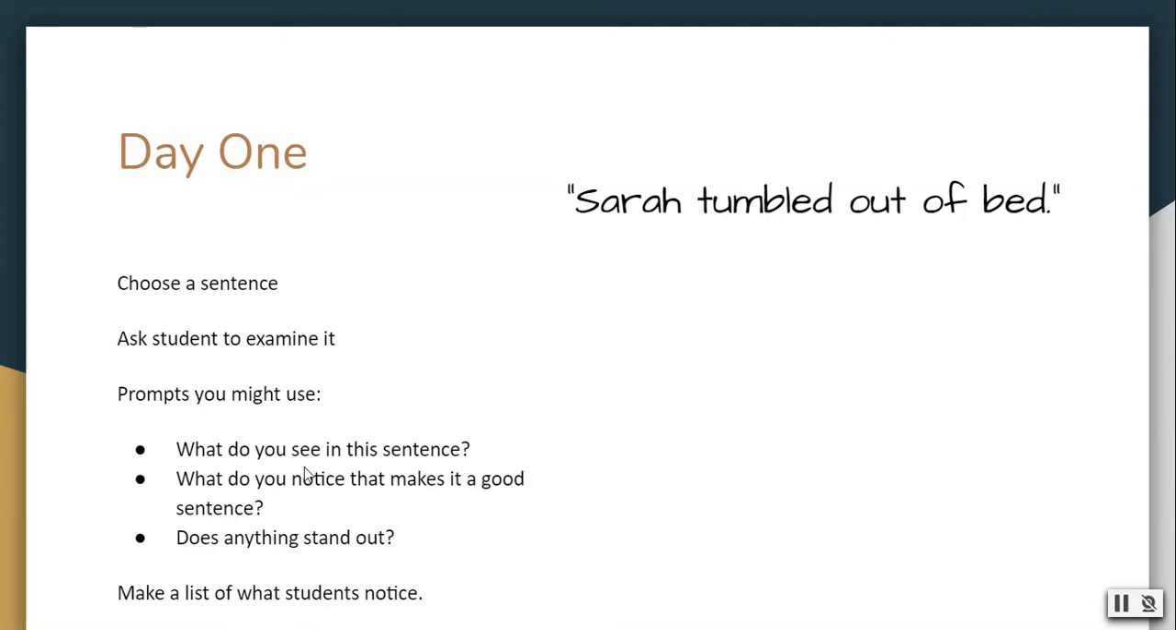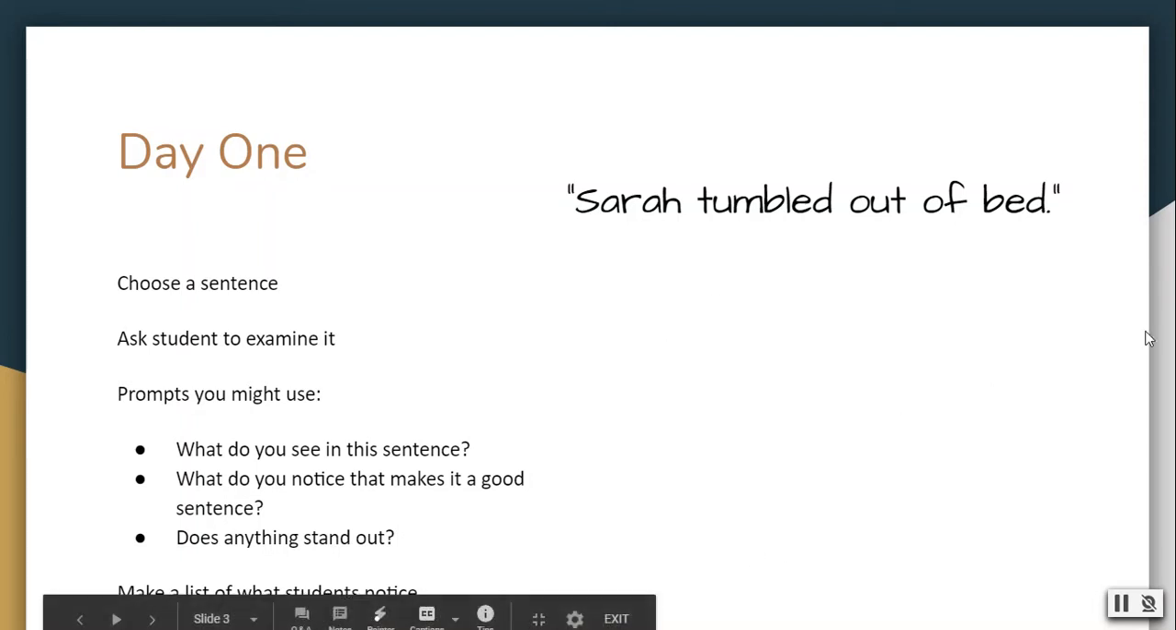These are some prompts you might use. You might ask them, what do you see in this sentence? Take a minute, let them think, use your wait time, wait them out. Ask them, what do you notice that makes it a good sentence? Or ask them, does anything stand out? And you make a list of what students notice, and you honor everything that they notice.